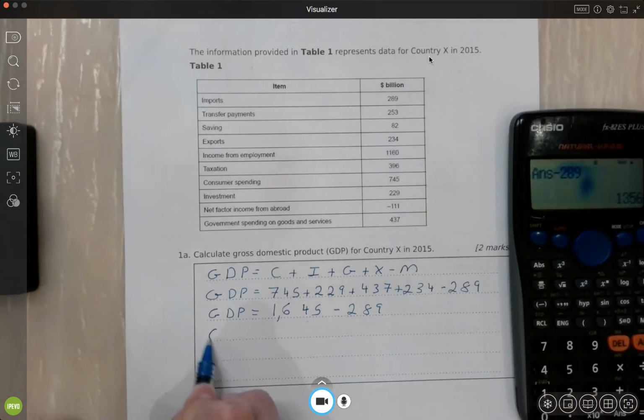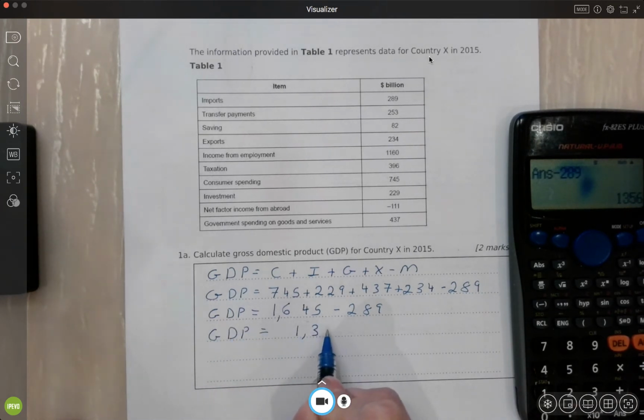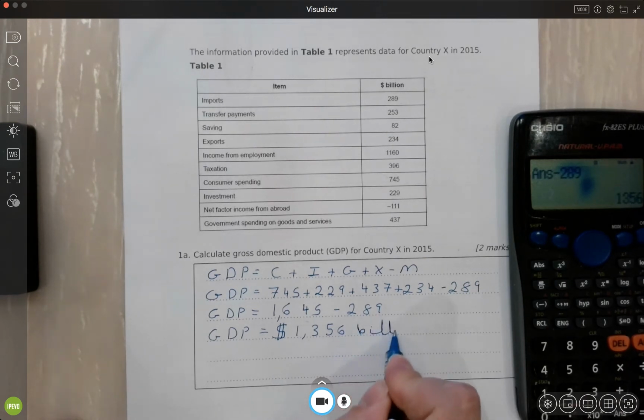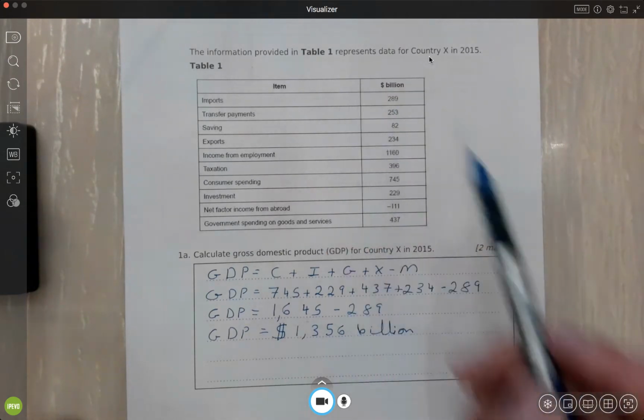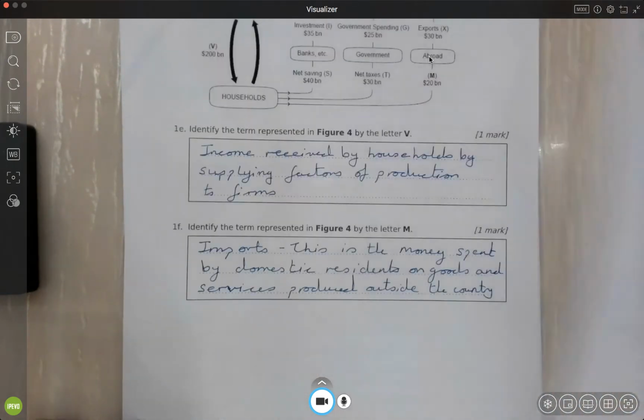So GDP equals 1356. Now the question is, am I done? And the answer is no, because I need to write in the currency symbol and the amount that it is, because in the question it says that they're all in billions. Okay, so that's the first thing done.